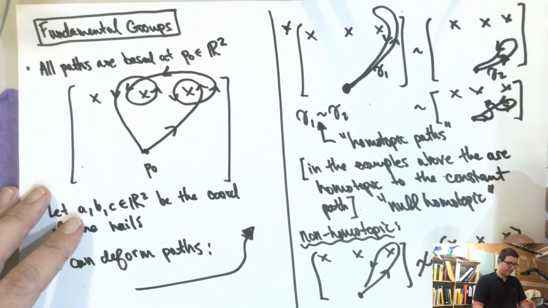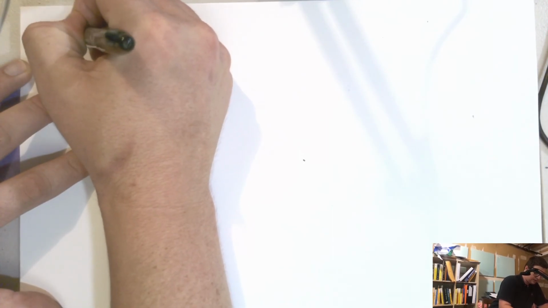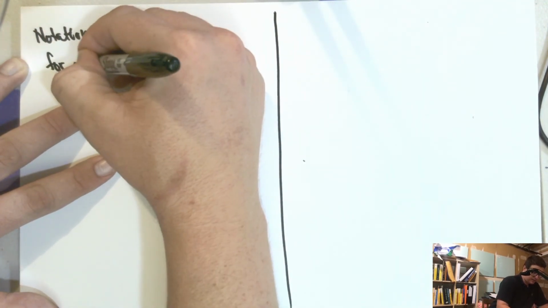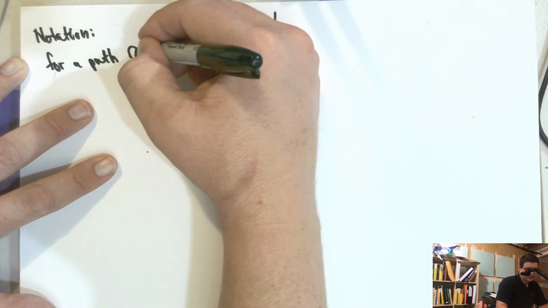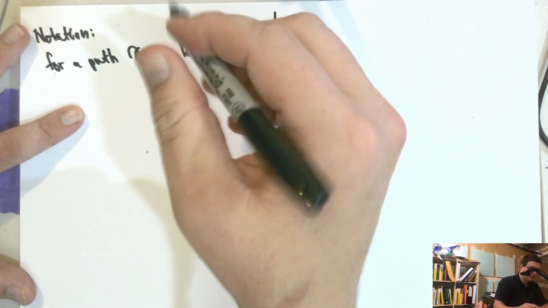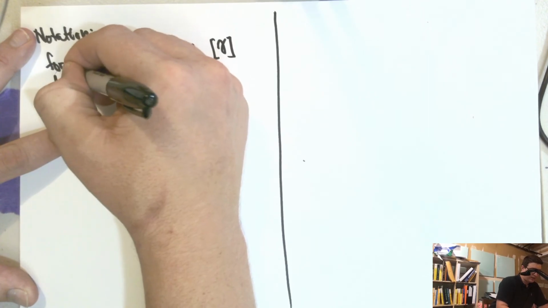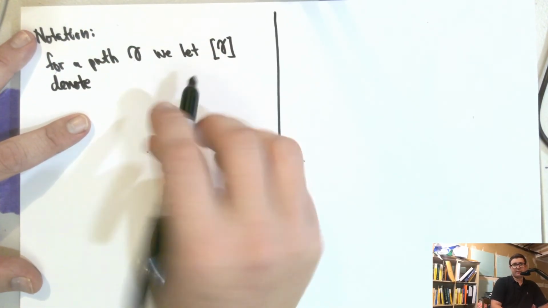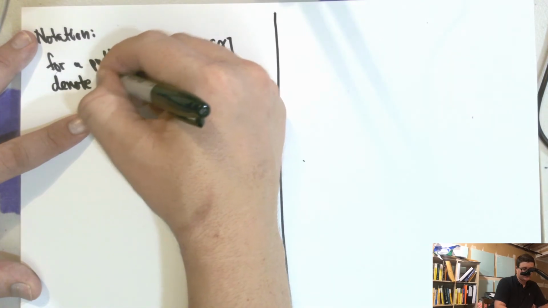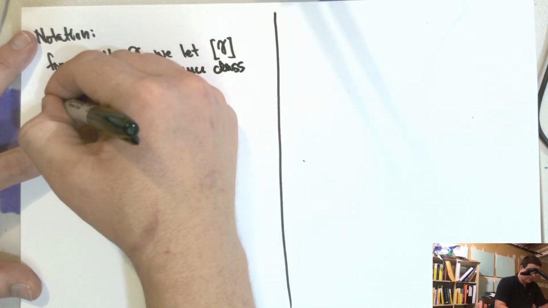Just a quick little bit of notation. For a path gamma, we let this thing gamma denote the equivalence class of homotopic paths. A homotopy is an equivalence relation.